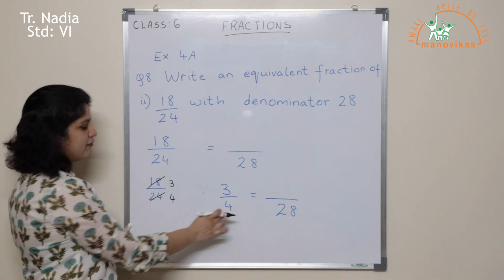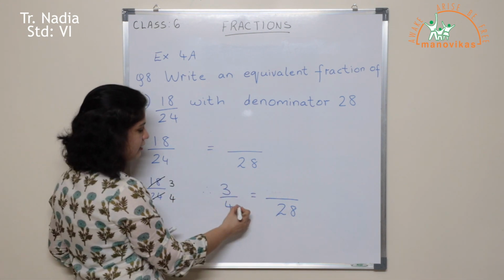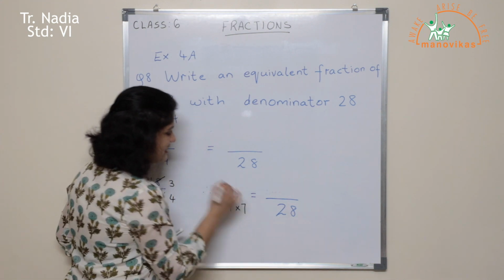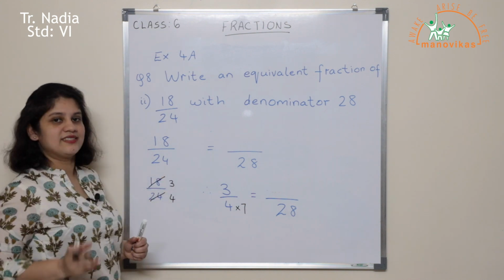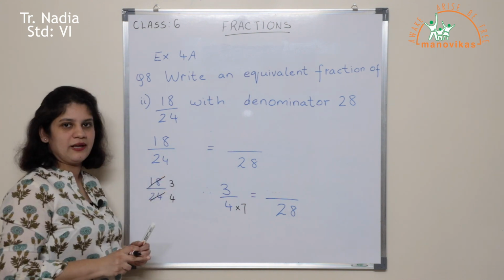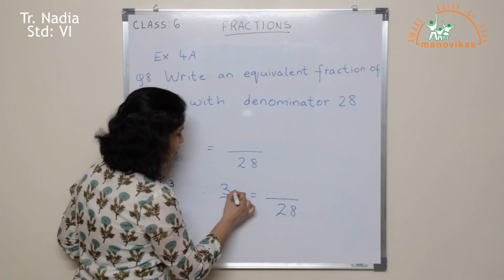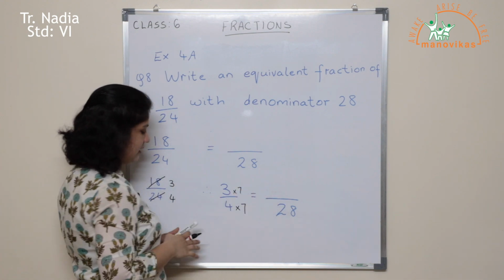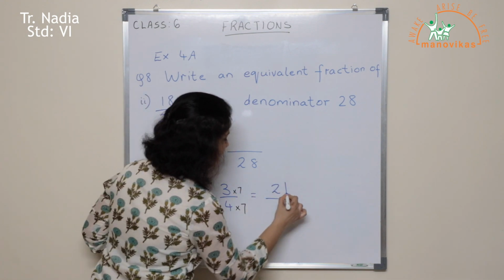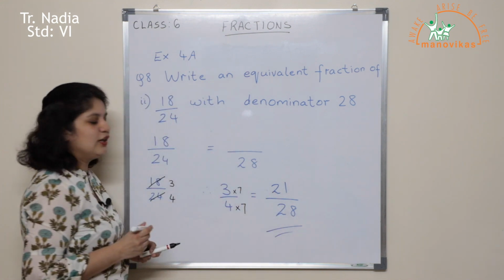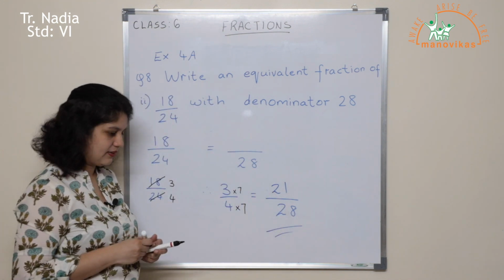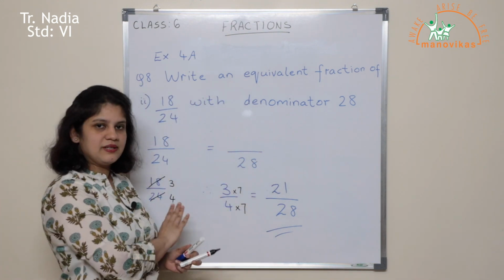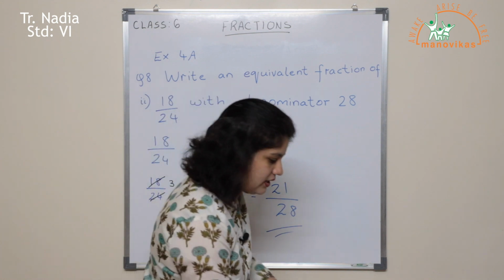Now the sum is simple. From 4 I can get 28. 4 multiplied by what will give me 28? Yes, 7. So 4 7's are 28. If I multiply 7 in the denominator, I have to also multiply 7 in the numerator. So 7 will be multiplied in the numerator as well. So what is my missing numerator here? 3 7's are 21. So this is your answer, 21 upon 28. Okay, so in the same way, you all can solve question 8. Similar examples I have done, in the same way you'll solve question 8.